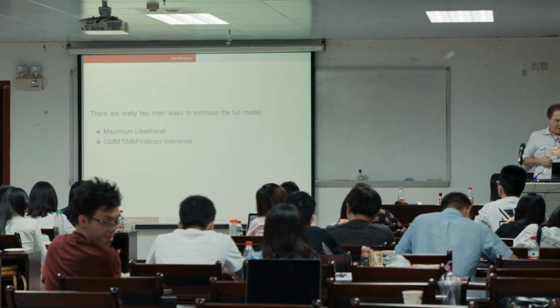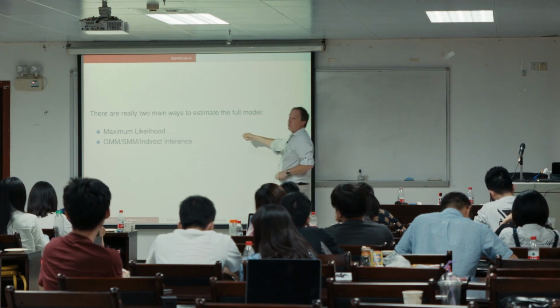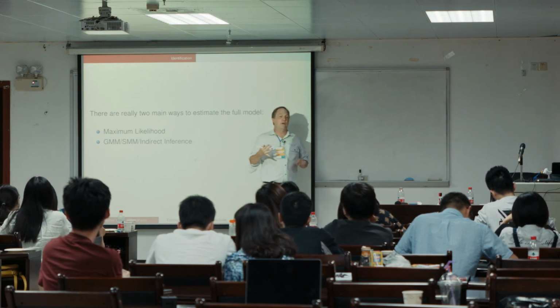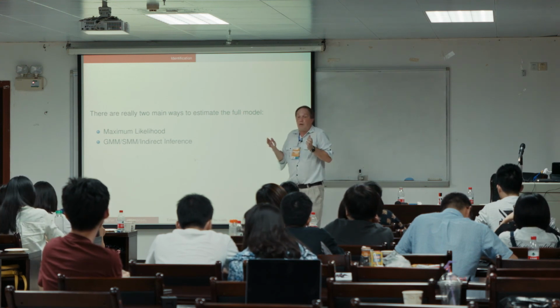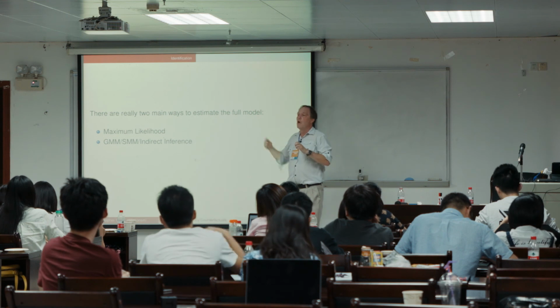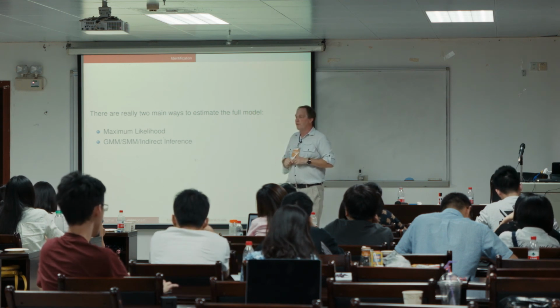I have one last slide. How do we do that? Basically, there's two ways to do it. One is maximum likelihood. Another is simulated method of moments, GMM, indirect inference, something like that, which involves simulating the model. Both of those, you need to fully specify the model in order to implement those.